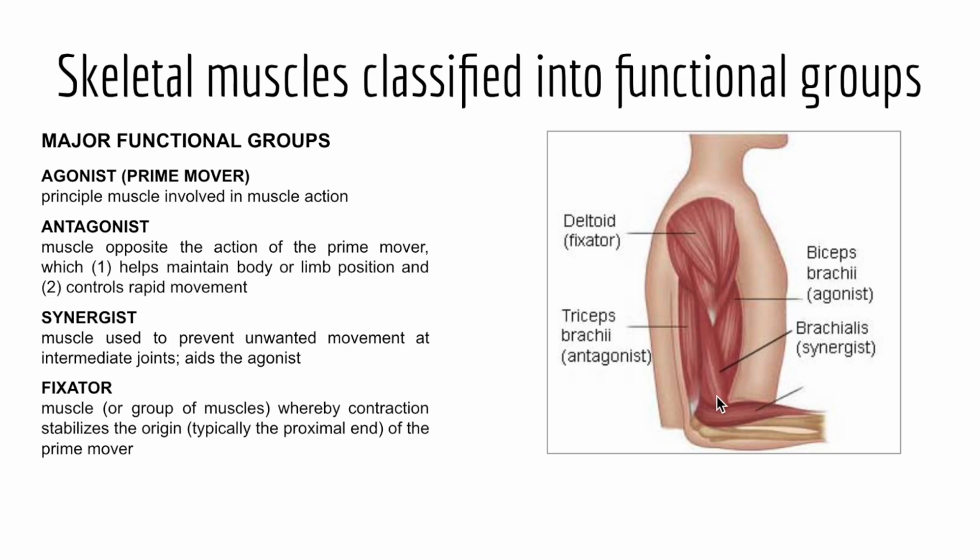Finally, we have the fixator. The fixator is a muscle or group of muscles whereby contraction stabilizes the origin. And so if we look up here at the deltoid, remember we have anterior, middle, and posterior fibers. What we're going to see is when the deltoid contracts, we are stabilizing the origin of our biceps brachii.